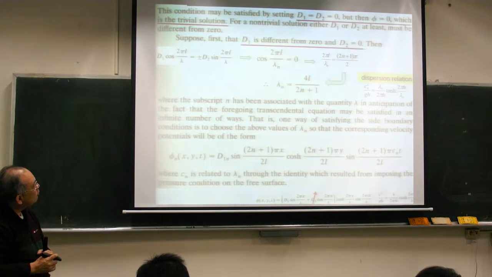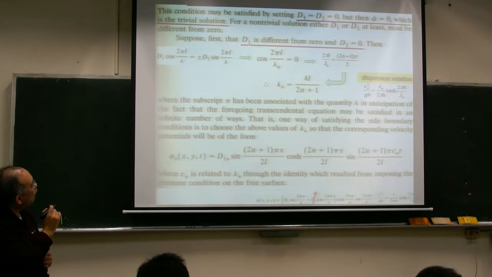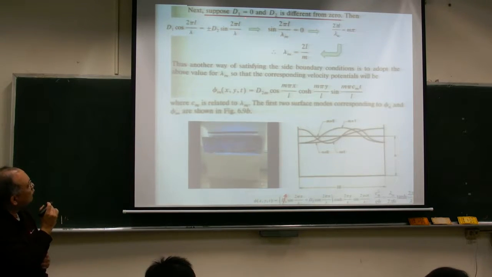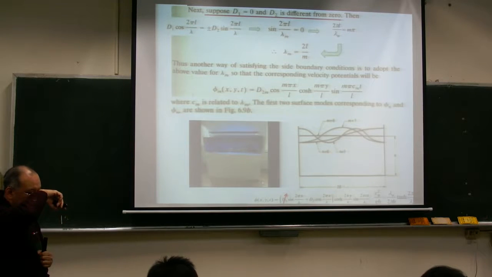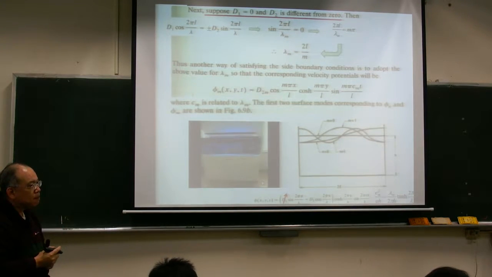So this is the first. And then we have the third case. Instead of D2 equal to 0, we may have D1 equal to 0, however D2 is not equal to 0. What happens? So this is another case. We assume that D1 is equal to 0, however D2 is different from 0.